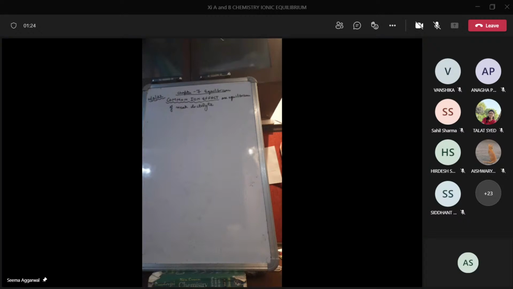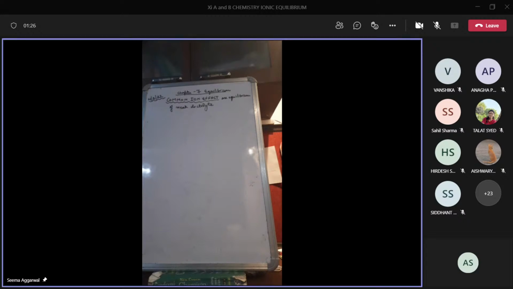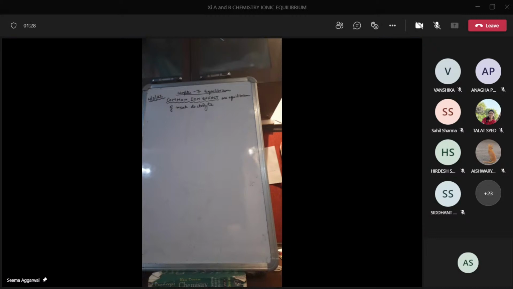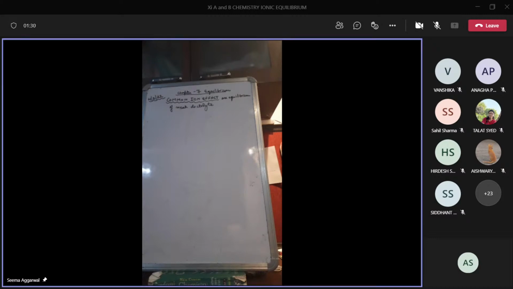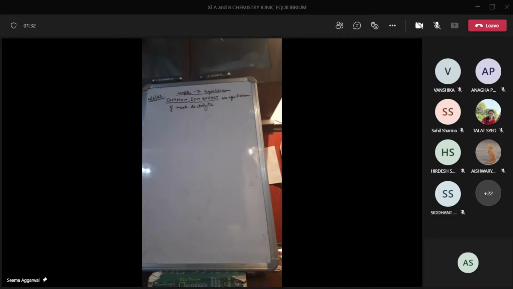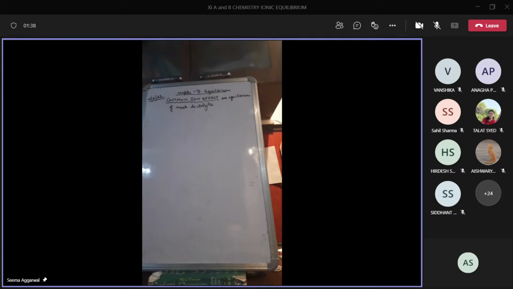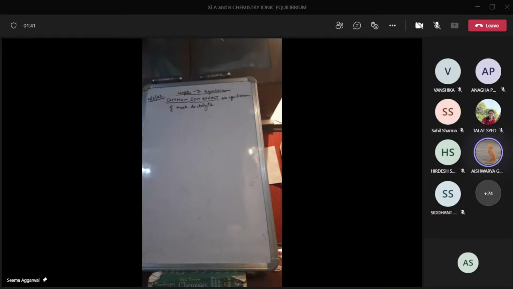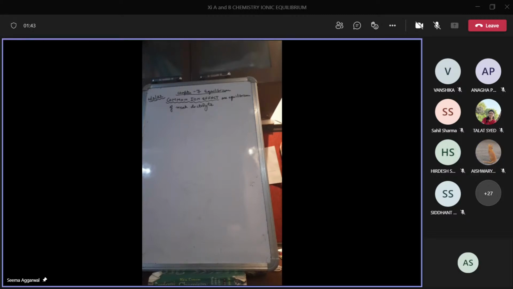What is the test for sulfate ion? Bhavya, Rohan, Anagha, can anyone tell me? It turns white. White, but what do we add? I want to ask what we add.